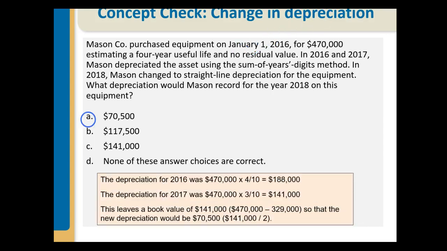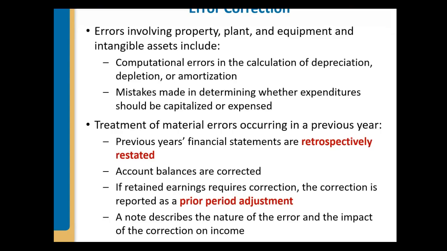So you can see depreciation using sum of the years' digits. 470 times 4/10 is 188. And then in 2017, 470 times 3/10 is 141. This leaves us with a book value of 141, which is the 470 minus the 329, so that the new depreciation is going to be 141 divided by 2 years remaining, which is $70,500.